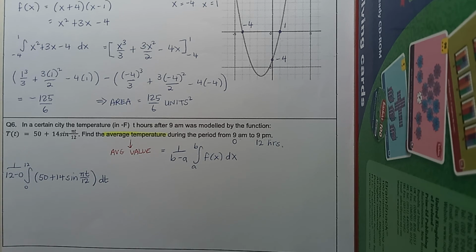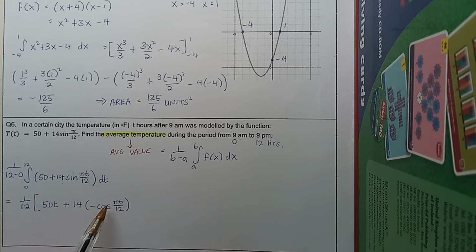So I'll just leave the 112 sitting out in front. 50 is going to integrate to give me 50t. So now I'm going to integrate this term here with the sine. So the 14 can stay put. Sine integrates to give minus cos, and I must differentiate the angle and divide.